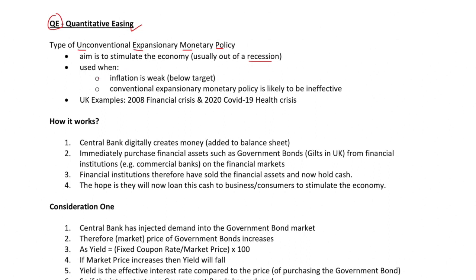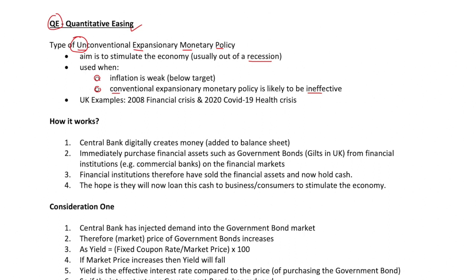It's often used when inflation is incredibly weak, way below the target of 2% CPI. Or it's used when you've basically used all your conventional expansionary monetary policy tools, perhaps interest rates are already incredibly low, or you anticipate that conventional expansionary monetary policy is likely to be ineffective. Therefore, you're going to need to use unconventional expansionary monetary policy.